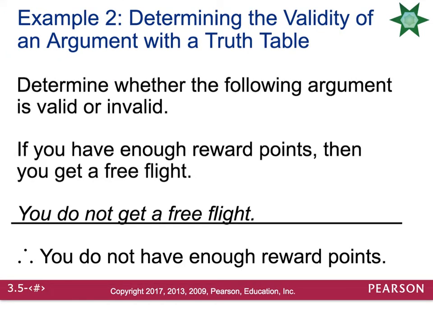Okay, so let's look at an example. Determine whether the following argument is valid or invalid. If you have enough reward points, then you get a free flight. You do not get a free flight, therefore you do not have enough reward points. Okay, so the first thing we're going to do is construct this in our statement. So we need to get it into symbolic form. I'm going to move it up so we have enough room.